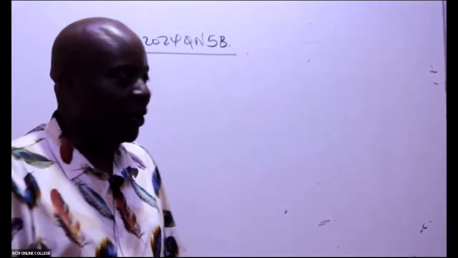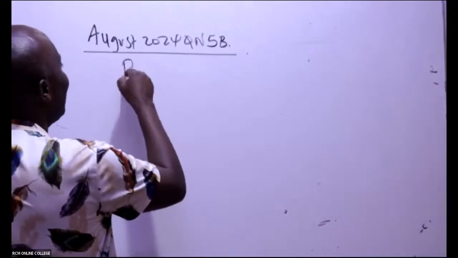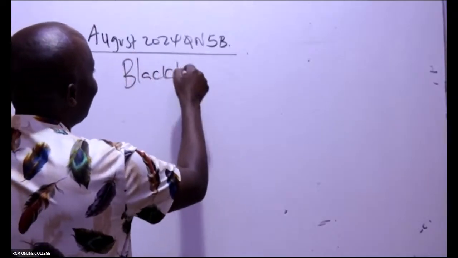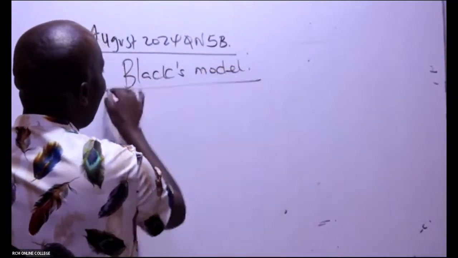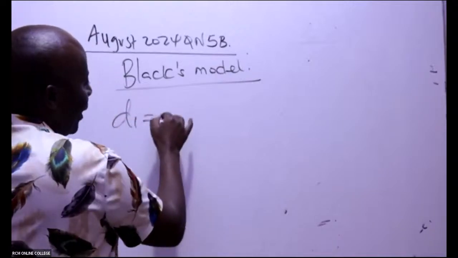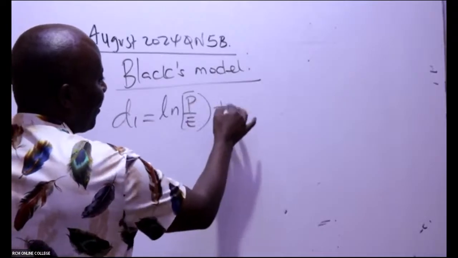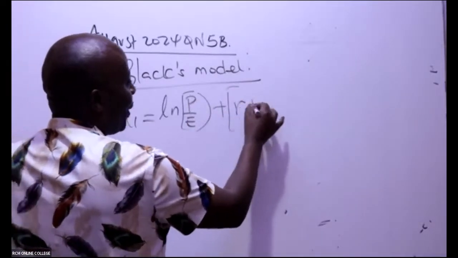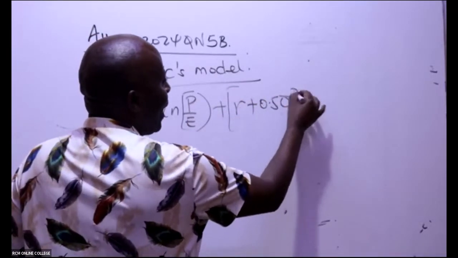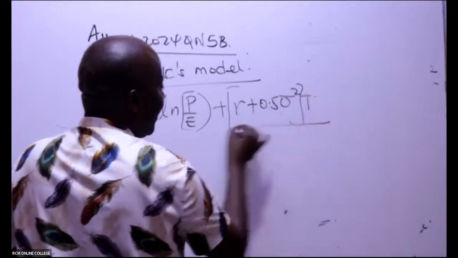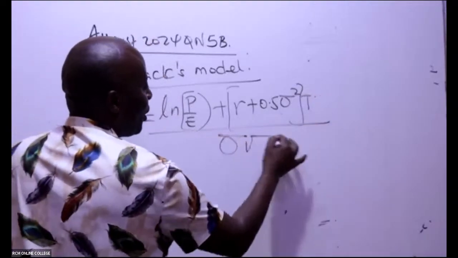The Black-Scholes model. How do we get d1? Oh, yes. It is the natural logarithm of P over E, plus we have the risk-free rate plus a half of the variance, multiplied by T, over the standard deviation times root T.